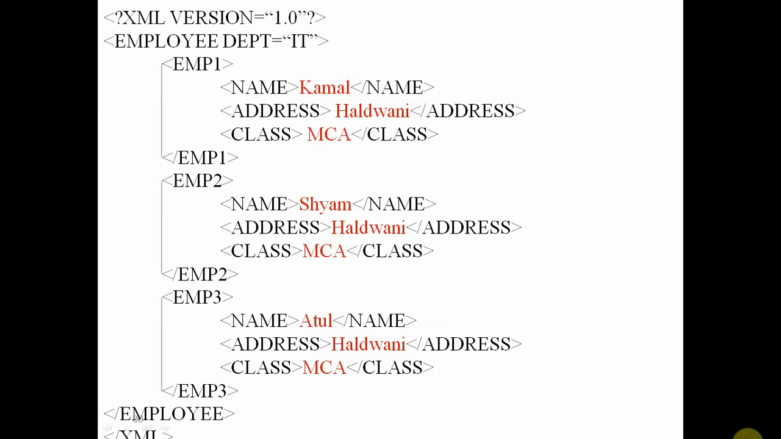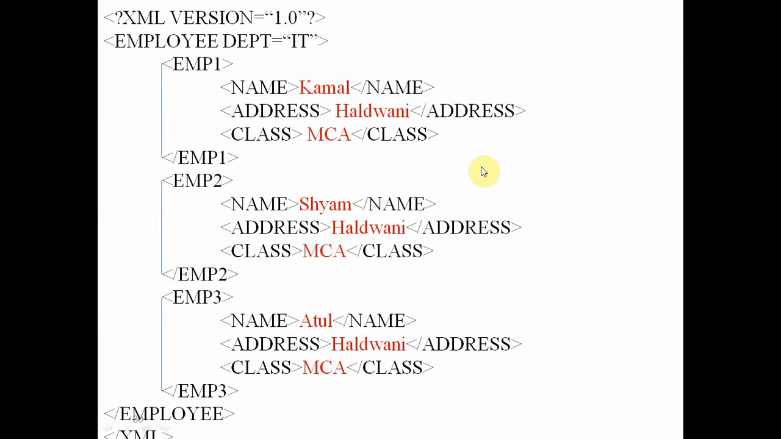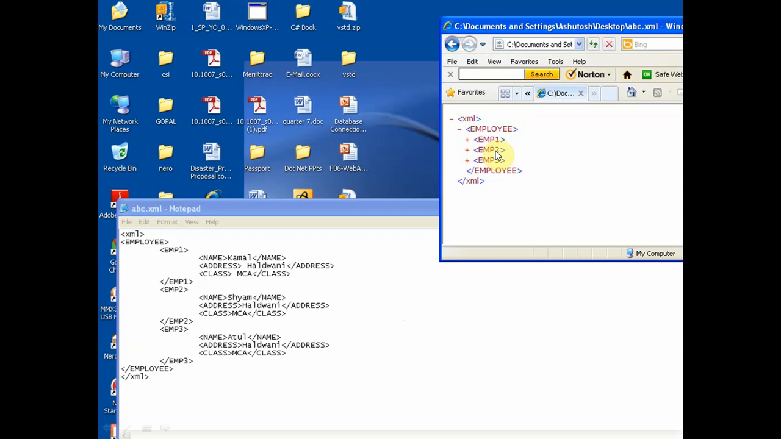So this is an XML program, and we can execute it. When we execute this program, it will display in this structure, where we have XML and employee, and inside employee we have EMP1, EMP2, and EMP3. EMP1 represents the first row, EMP2 represents the second row, and EMP3 represents the third row.